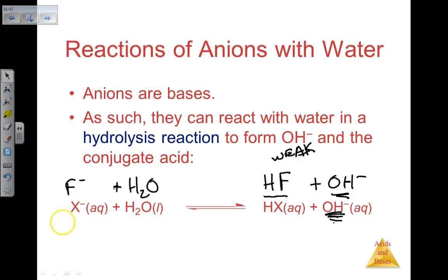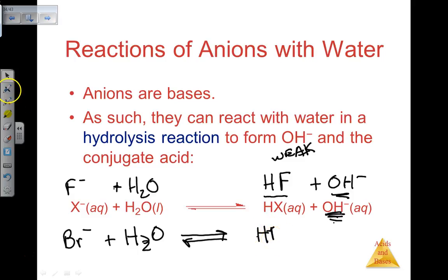Okay, I'll give you an example of one that isn't. If we have bromide ions floating around in water, so we have bromide plus H2O. Okay, this could react to form HBr plus OH minus. But what's the problem here?